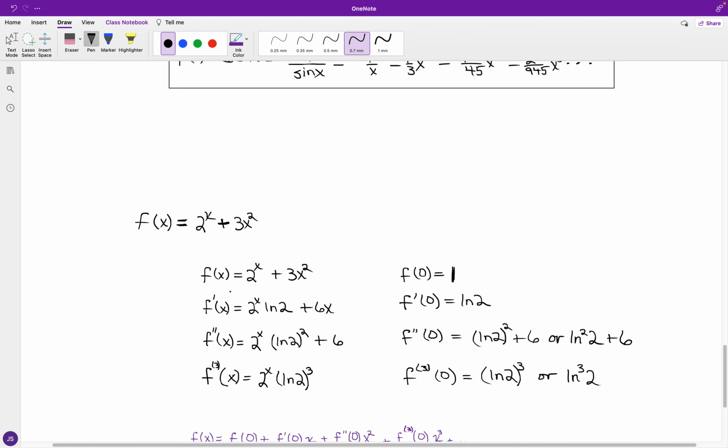And for each of these function values and their derivatives, whenever x is set to 0, we have 2 to the 0 plus 0, which comes out to 1. For the first order derivative when x is equal to 0, we have the natural logarithm of 2. For the second order derivative, we have the square of the natural logarithm of 2 plus 6. You can write this as ln squared of 2, a kind of shorthand notation, followed by the addition of 6.